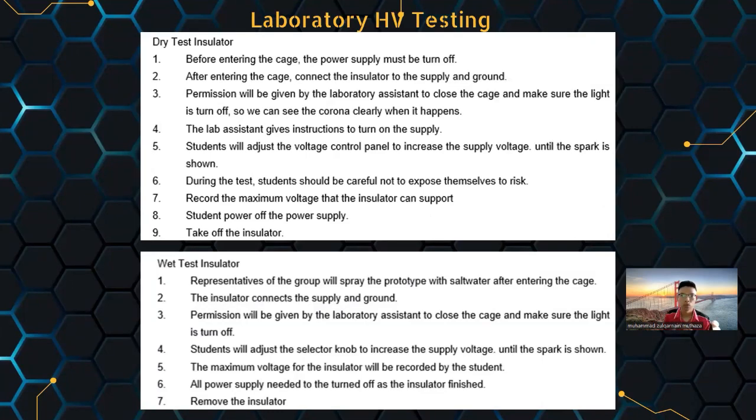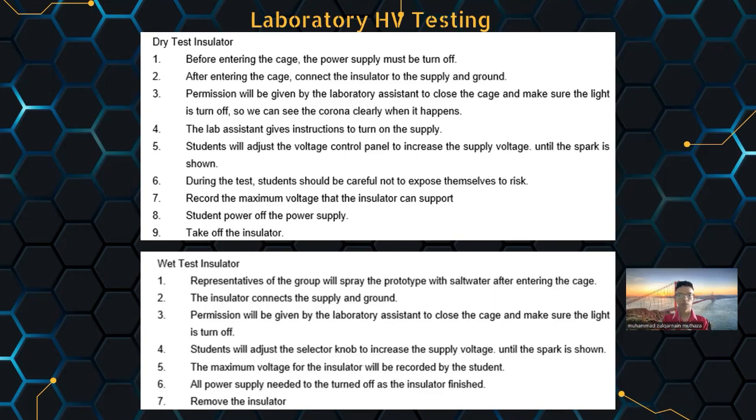Next, we move to the laboratory high voltage testing. During the testing, the students have to run two conditions. The first one is the dry condition and the second is the wet condition. In the dry test condition, there are also a few procedures that we have to follow.